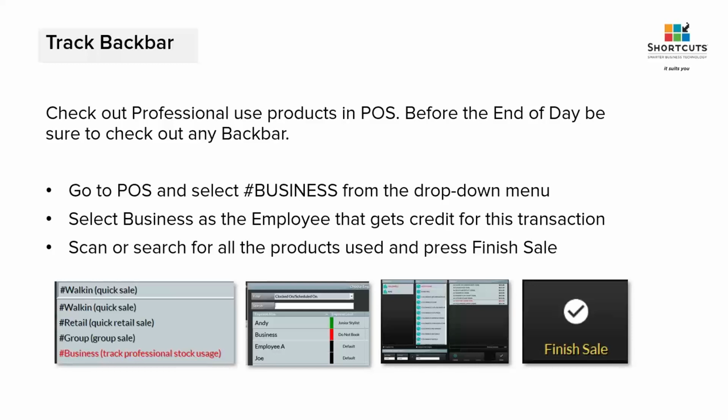When you tell shortcuts these two things, then any products you select, whether they're retail or whether they're professional, will be marked as something that's a staff use. That was a business expense, a professional expense. So when you run your reports, you'll know exactly what you used, and you'll also have an accurate inventory count.